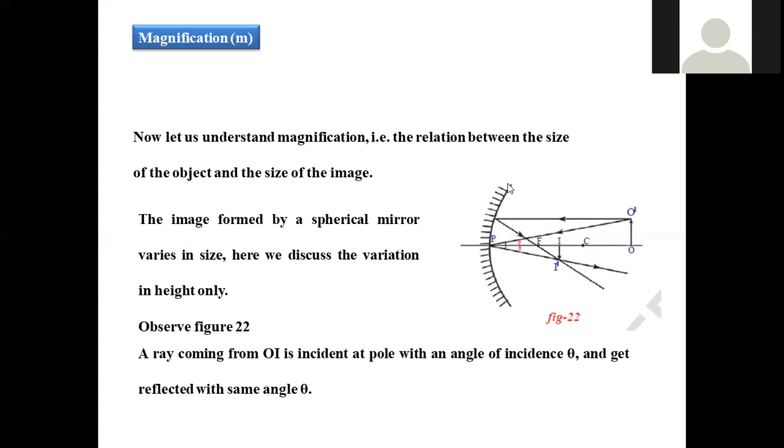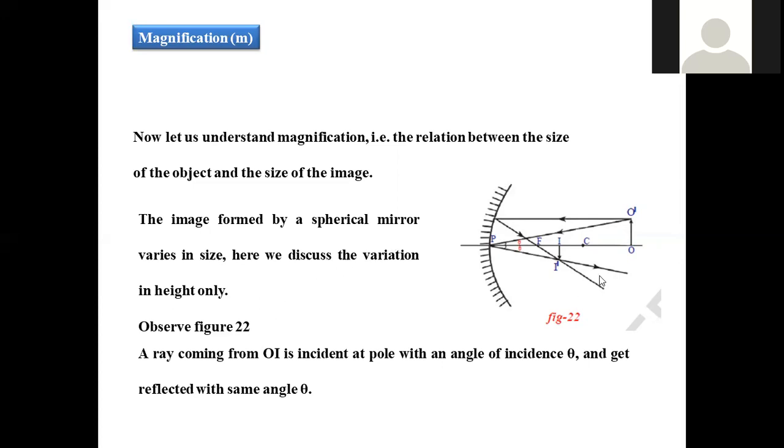We are taking the mirror with a curvature. You can take the concave mirror, right? So it varies with the size. Here we discuss the variation in height only. We are not going with any other parameters like size and position, and also whether it is larger or smaller. All these are not taken into consideration. The only parameter we are going to measure is size, right?